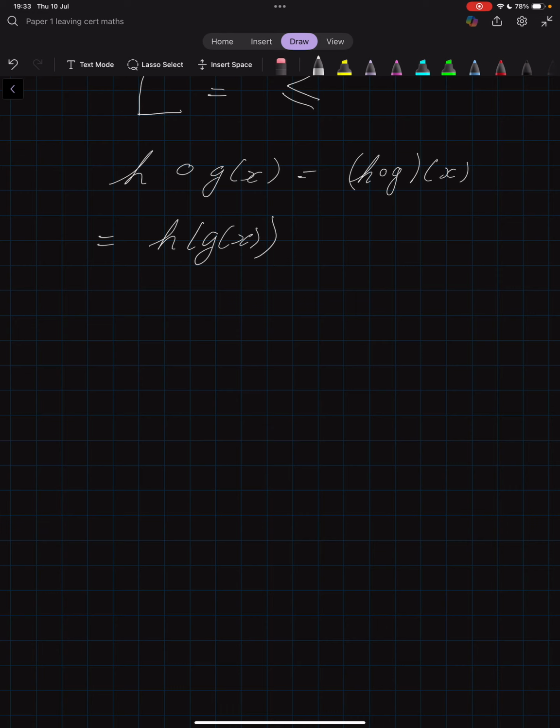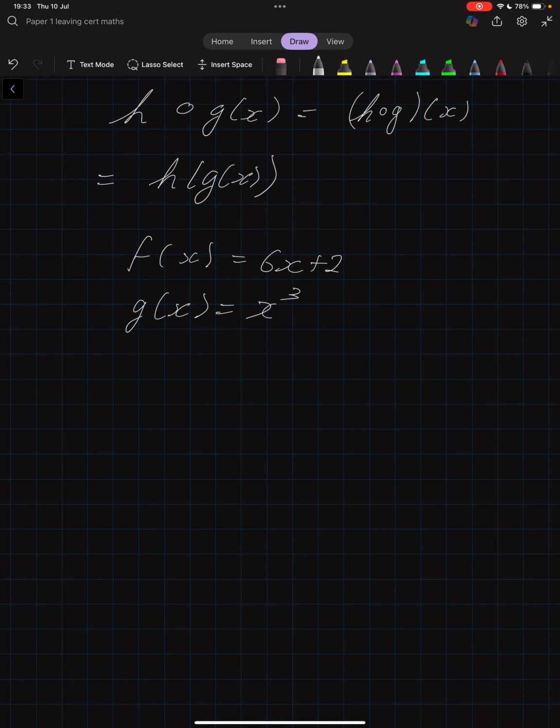So an example of this is, say you have f of x equals 6x plus 2. So the function f takes x, multiplies it by 6 and adds 2. That's what the function does. G of x, however, will just cube x. Okay? So the next thing they want you to do is find f of g of x. So basically find the composition.